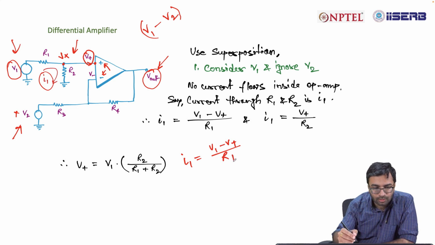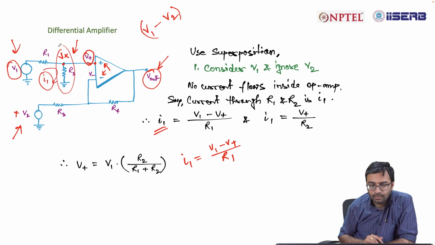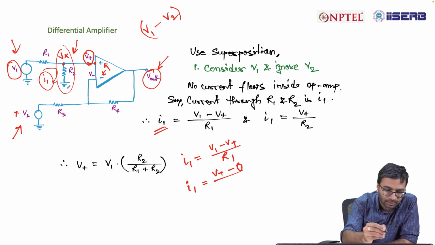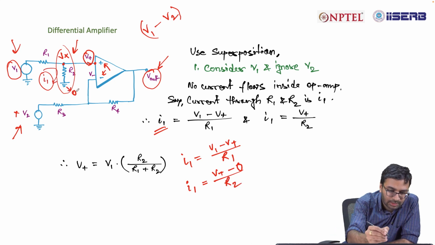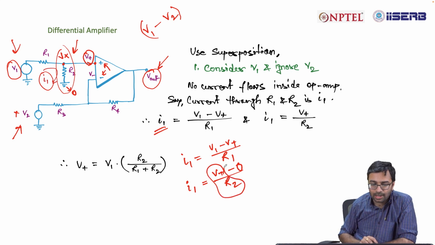So this is the value of I1 as it is shown over here. Similarly, if you consider only this loop, then your I1 is equal to V plus minus 0, because this part is ground, divided by R2. So if this is ground, that is a 0 potential, right? So I1 in this case can also be written as V plus divided by R2.